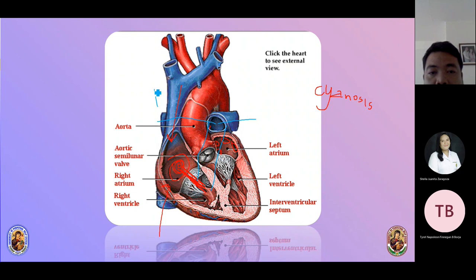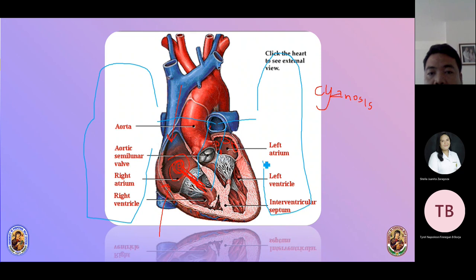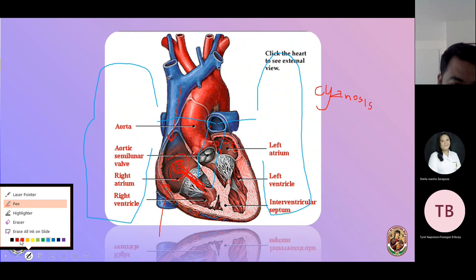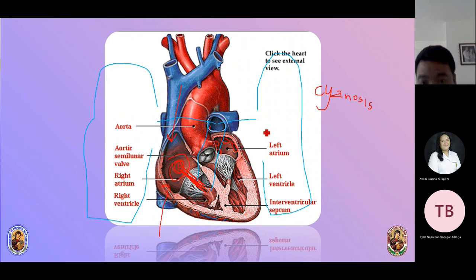Let's say, dito natin lagay yung lungs. So, kunyari, dyan yung lungs natin. Okay? Ngayon, pagdating niyan sa lungs, the blood will be oxygenated. And once it is oxygenated, magiging red na ngayon. Balik natin sa red. Once it is oxygenated, blood now returns to the heart via the four pulmonary veins.